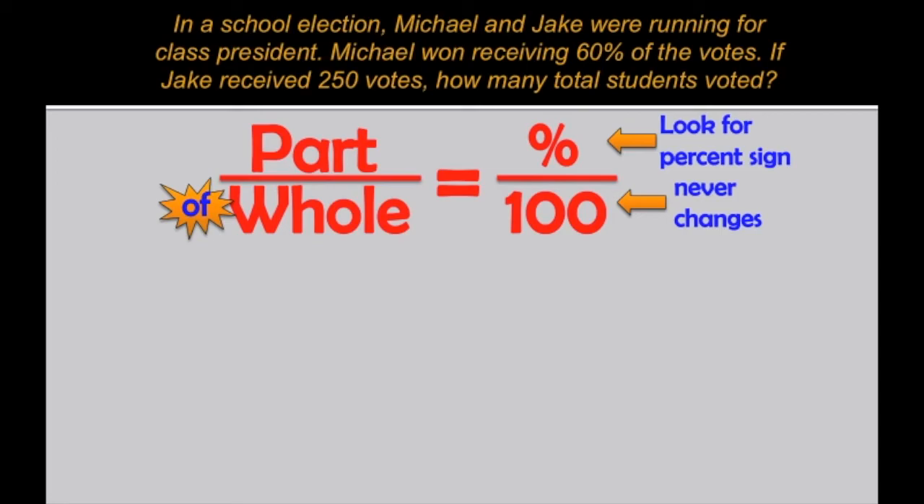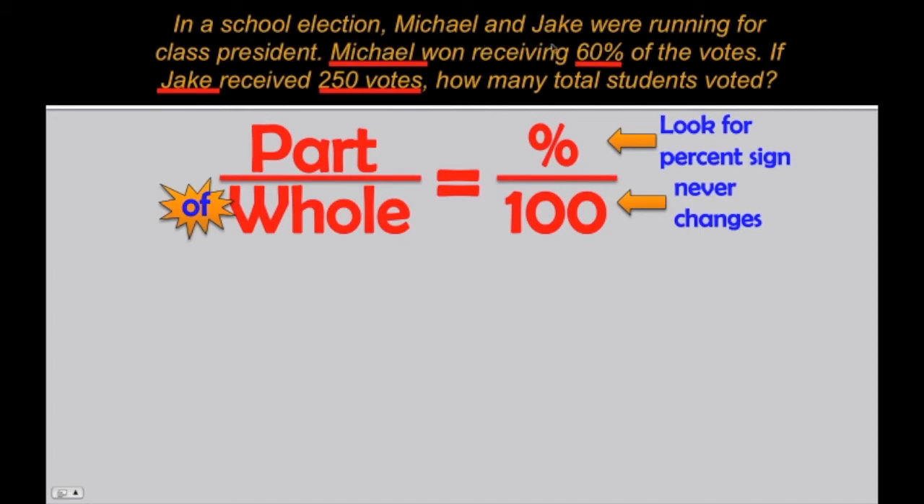Seems very tricky, but let's think about what we have. We know Michael won, receiving 60% of the votes, but that was Michael. And we know that Jake received 250 votes. So this one's more difficult because there's two different people and really two different sets of information. But what we have is we know that Jake received 250 votes, which was part of the total number of votes. So what Jake got is going to help us more than what Michael got, but we still need this information too.